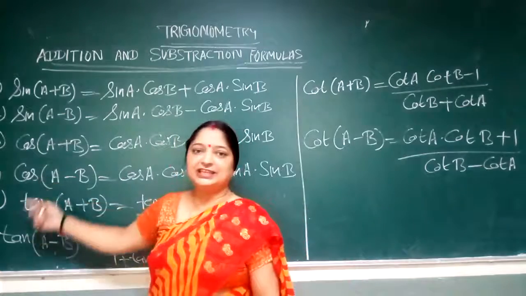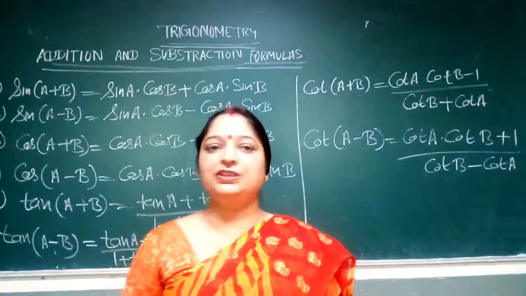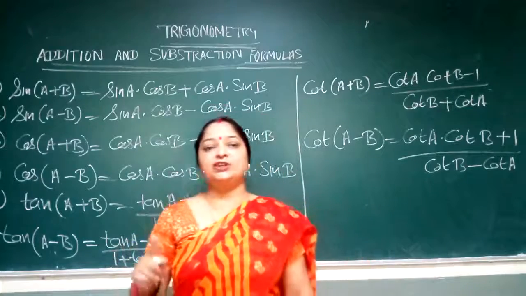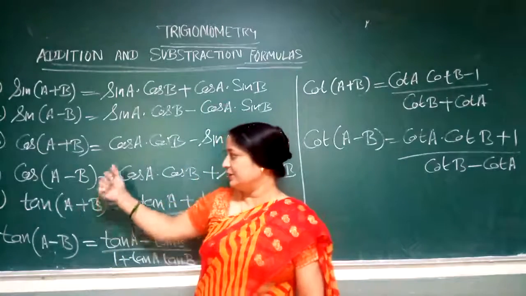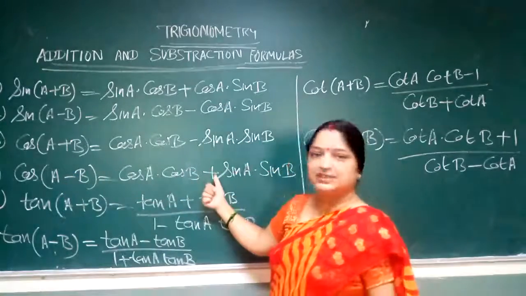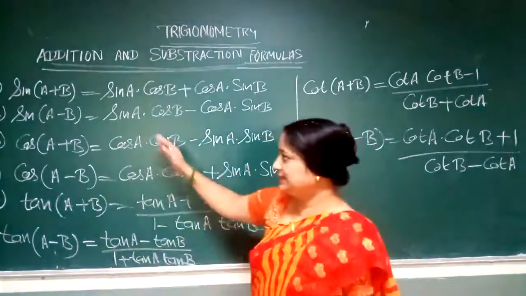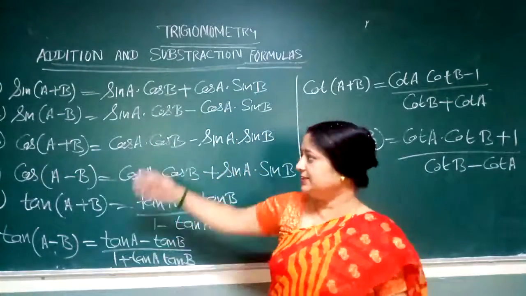After that, cos of a minus b. Cos means boss, so it will come alone. Cos a cos b, and the boss is more dangerous, so it will change the sign. The minus sign changes to plus. So plus sin a into sin b. So this is the memory tip. By this you can learn these formulas.